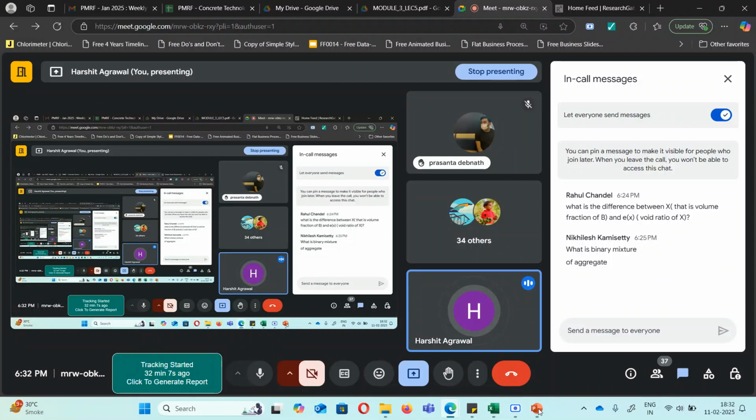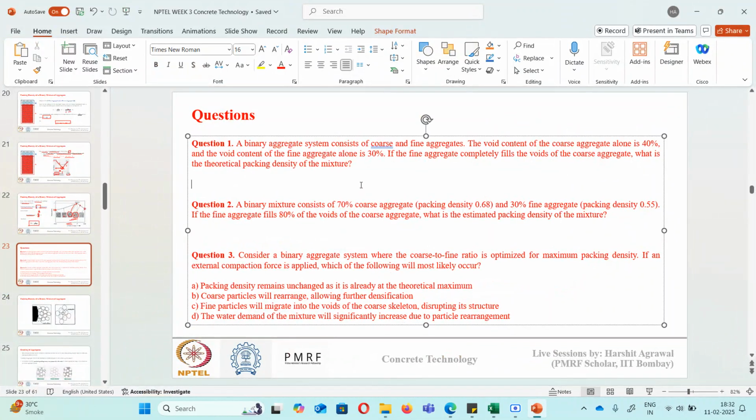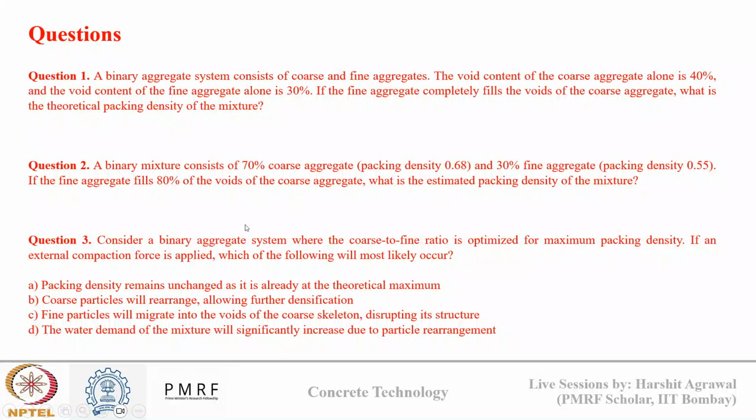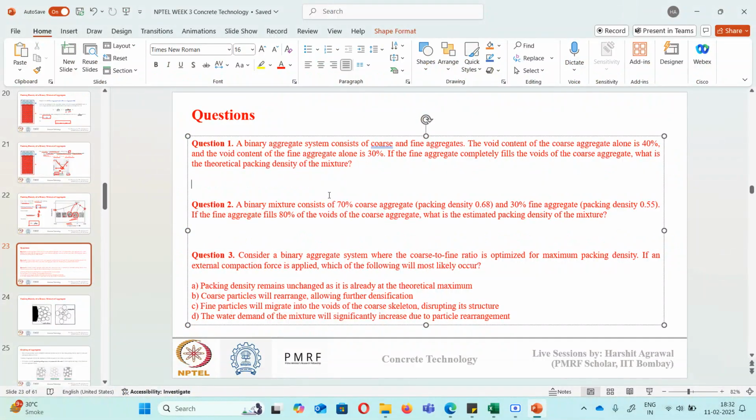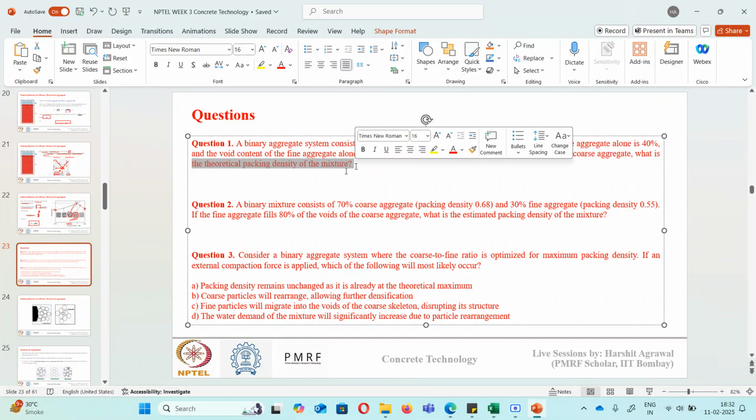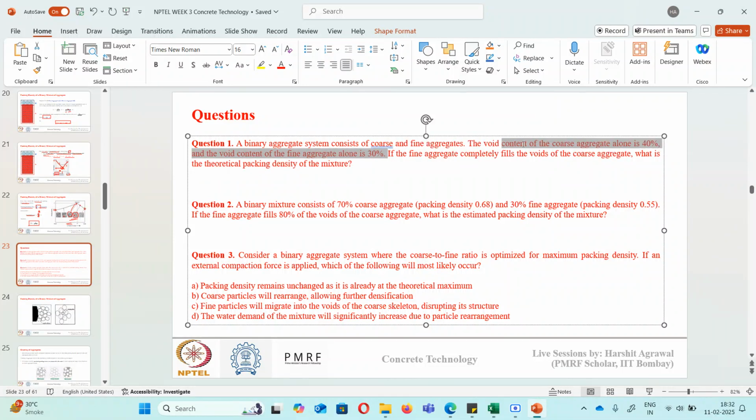Because we have a lot of content to discuss, I will tell you how to solve this question, and then you can ask me if you have any doubts in the solution. So in the first question, what is written? I have a binary aggregate system consisting of coarse and fine aggregate. The void ratio of coarse aggregate alone is 40%, and the void content of fine aggregate alone is 30%. So this is my EB and this is my EA. If fine aggregate completely fills the void in the coarse aggregate, what is the theoretical packing density of the mixture?